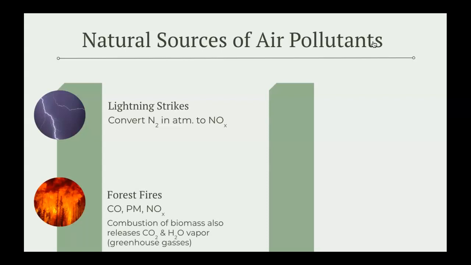When you combust biomass of any kind, you're releasing carbon dioxide. You can also be releasing carbon monoxide. The burning of these trees releases water vapor into the atmosphere. And remember that water vapor is considered a greenhouse gas. It's not one that we look towards regulating or are particularly concerned about, but it is considered a greenhouse gas. And then also with the combustion, we have the release of NOx as well.